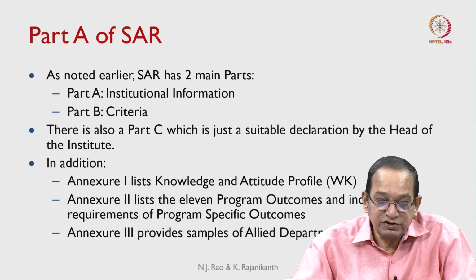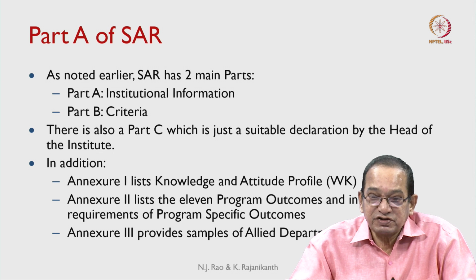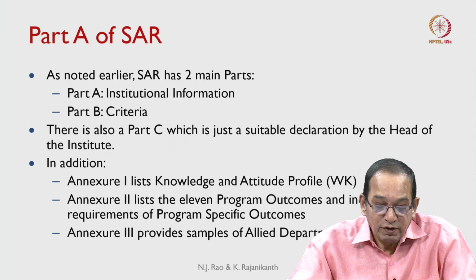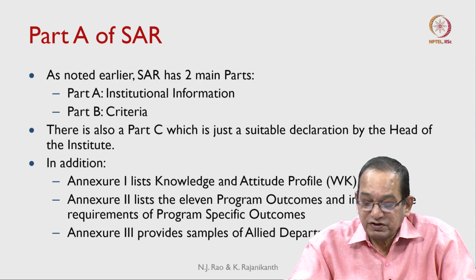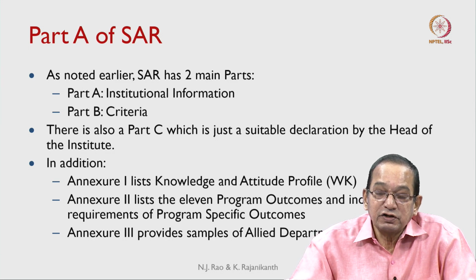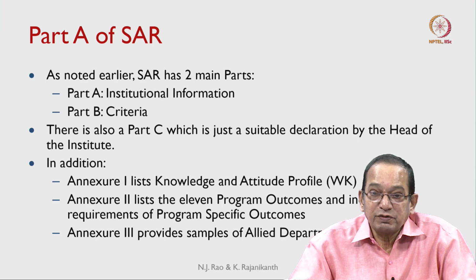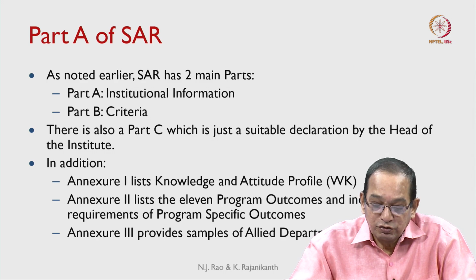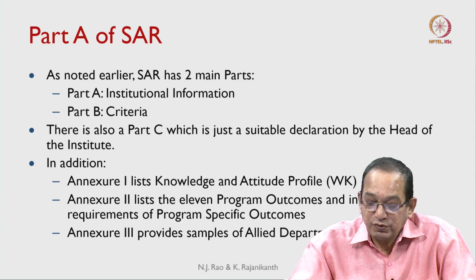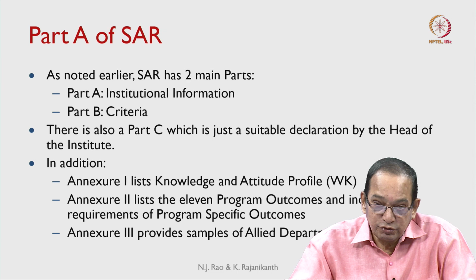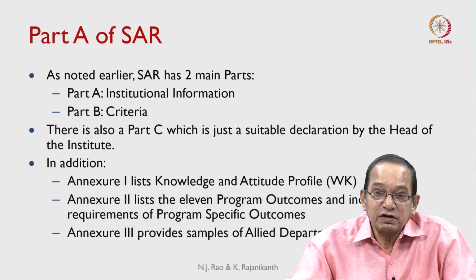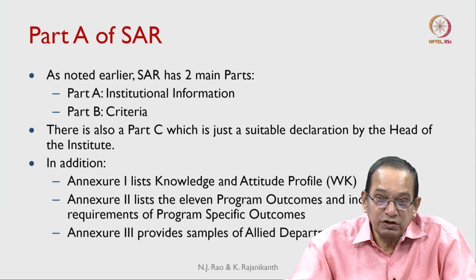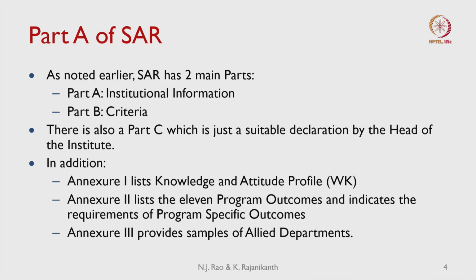So, as we mentioned, Part A is institutional information, Part B the 9 criteria. Actually, there is a Part C also, which is just a declaration by the head of the institute. In addition, SAR has an annexure which lists the knowledge and attitude profiles, WKs. If you recall, in the earlier units on the general principles of outcome based education, we looked at how the knowledge and attitude profiles WK are incorporated into the graduate attributes and how the present SAR is based on those things.